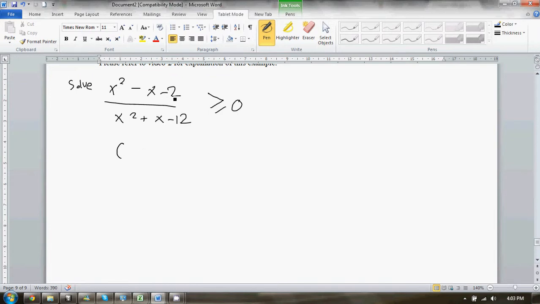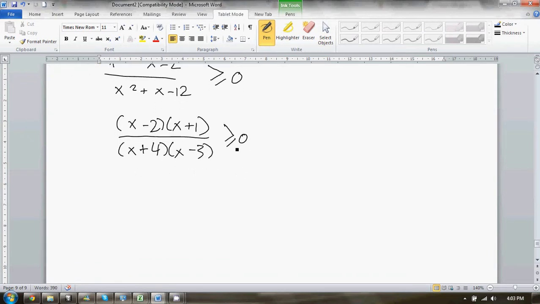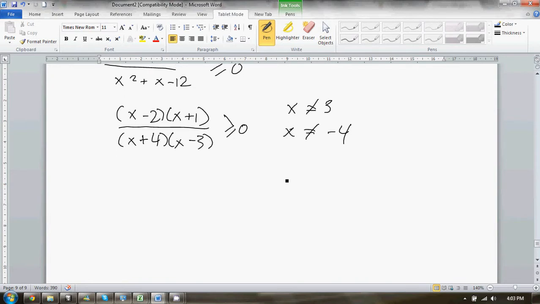So we need two numbers that multiply to -2 and add up to -1, which is x - 2 and x + 1. On the bottom, two numbers that multiply to -12 but add up to positive 1. So that would be x + 4 and x - 3. Just looking at this, you can see that the denominator can't be equal to 0. So our asymptotes are going to be positive 3 and -4.